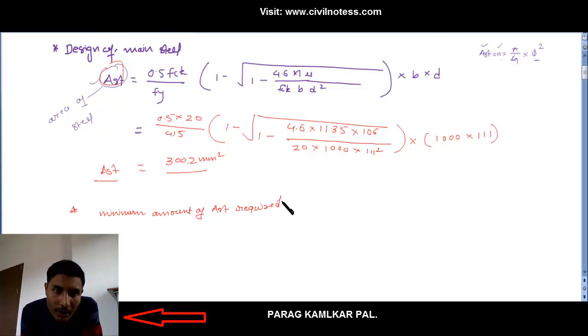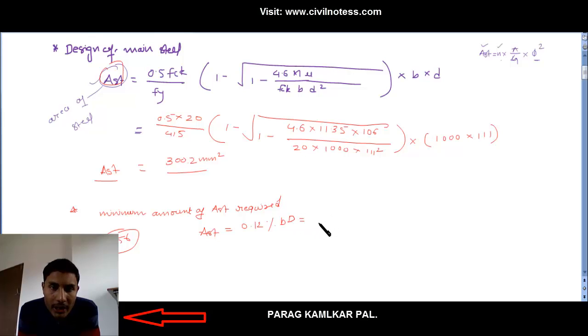What is the minimum amount of Ast required? For that, take the IS code, IS 456. I'll give you some page numbers of IS 456. From that you can simply find all the values and formulas. So it is for the minimum steel. The formula is given by IS 456: 0.12% of b into D, where D is not the effective depth, it is the capital D we have to take. Okay, so it is a capital D.